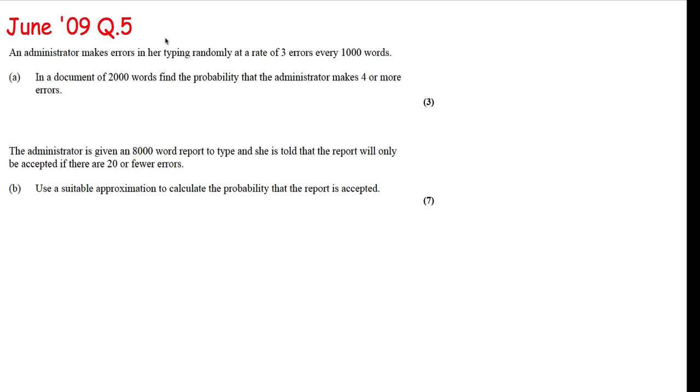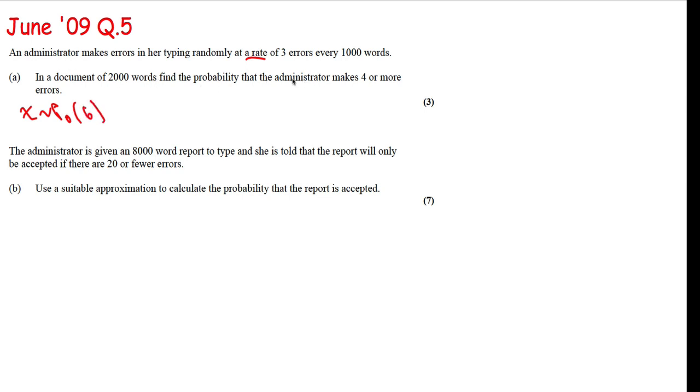Okay, let's have a look at an exam question here from June 09, question 5. We've got an administrator making errors in her typing randomly at a rate of 3 errors every 1,000 words. And we're asked here that in a document of 2,000 words, find the probability that the administrator makes 4 or more errors. Okay, so if it's 3 errors every 1,000 words, well, in 2,000 words, we would have 6 errors. So it's going to be a Poisson distribution because we've got a rate. So we can say x has a Poisson distribution with parameter 6.